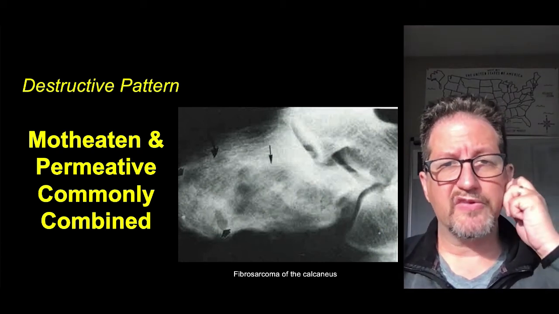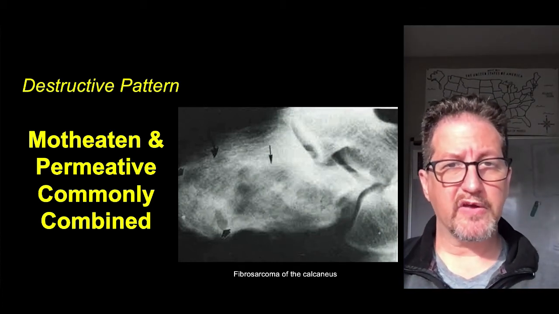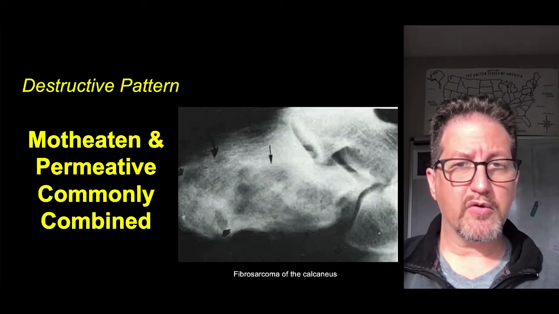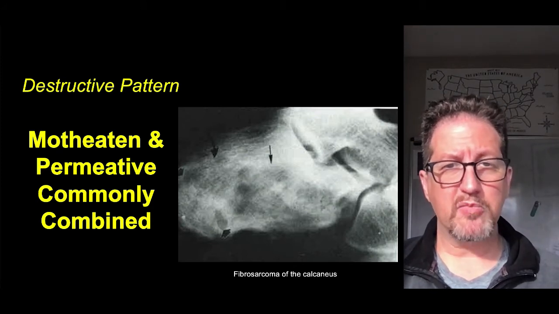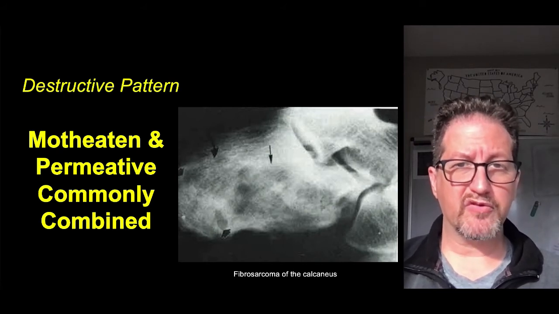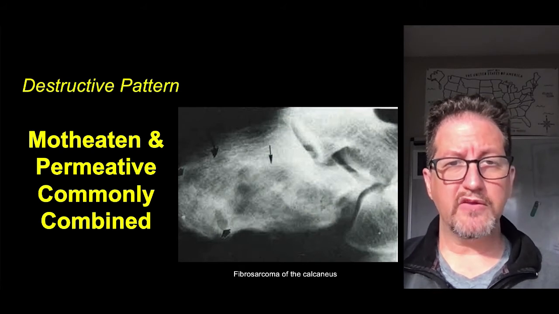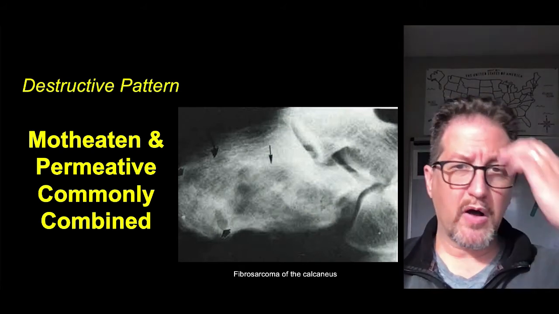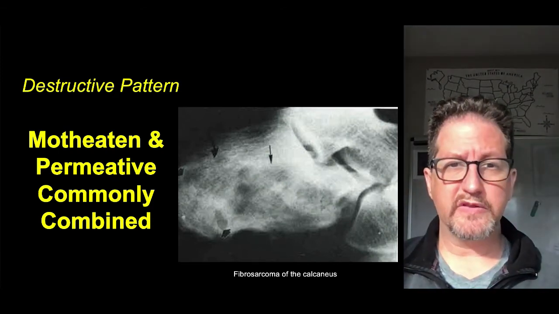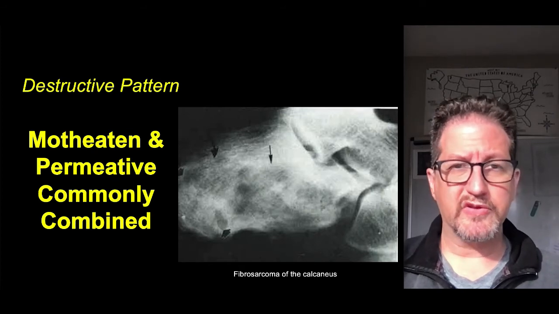So you can see that in this fibrosarcoma of the calcaneus. You can see areas where the thin arrows are permeative, very hard to see where the normal calcaneus is and where the abnormal is. And then you can see, with those fat arrows, especially on the plantar tubercle, that that is a moth-eaten, very well demarcated lesion. So fibrosarcoma, bad situation for this patient.